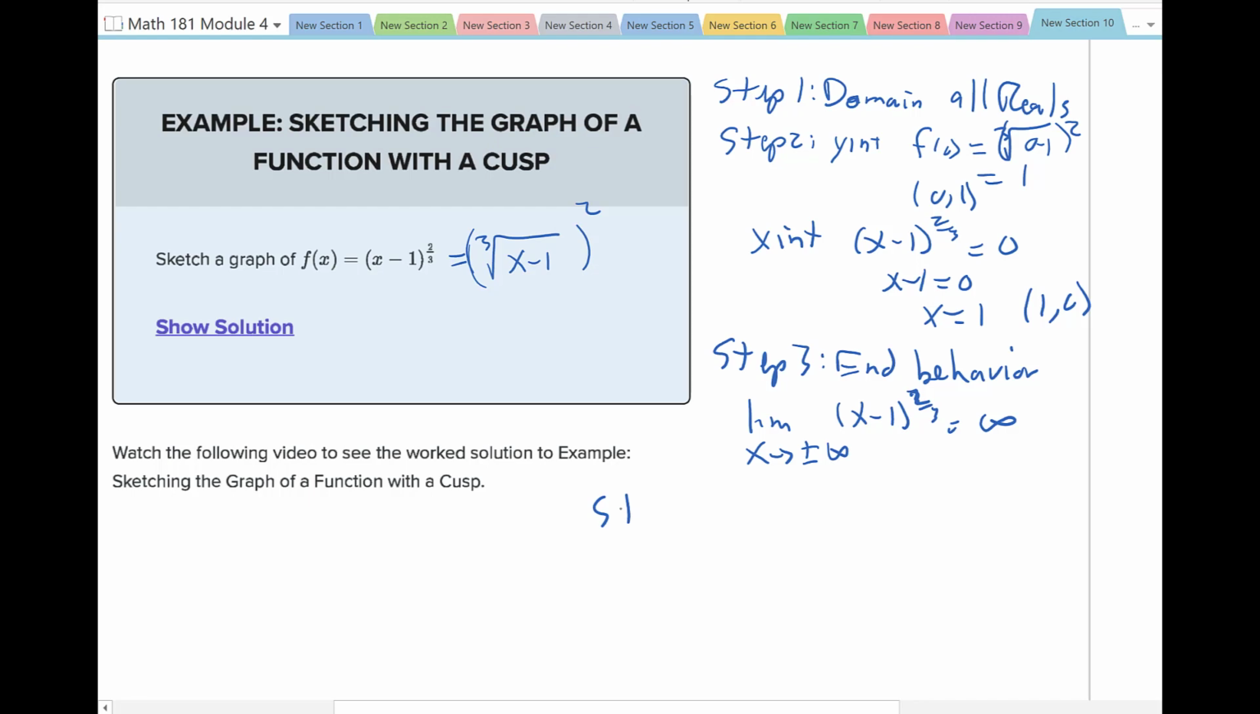Step 4, vertical asymptotes. There are none. No denominator to worry about. Step 5.